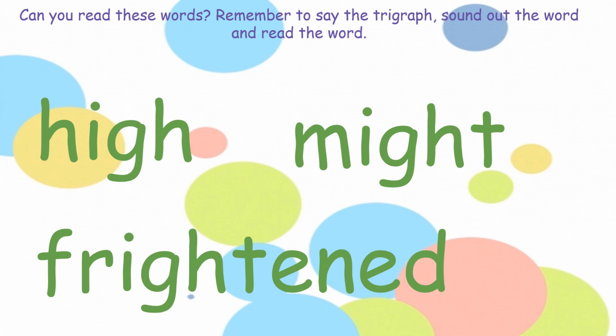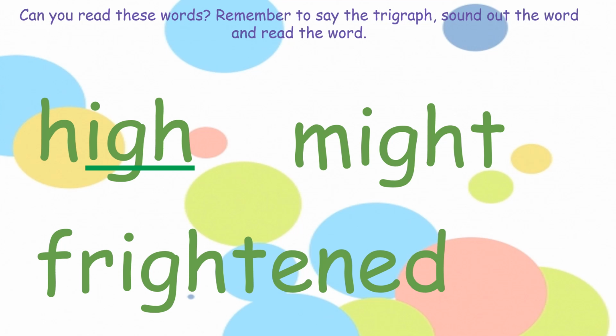So let's have a look at our first word. Can you find the trigraph? We're looking for three letters that make one sound. What's the trigraph? Say it at the screen. Fantastic. Our trigraph is igh. Now let's sound out the word. Igh. High. Superstars, thumbs up.